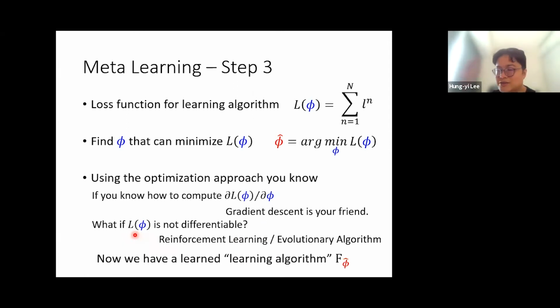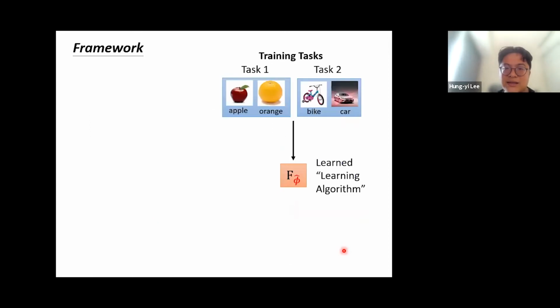Anyway, let's just assume that you have some super powerful optimization approach that can solve this optimization problem, and you have phi hat which can minimize capital L. Now, we are done. We have a learning algorithm, which is capital F phi hat. So this learning algorithm is parameterized by phi hat. Then after we have this learning algorithm, sounds a little bit tricky. We have a learning algorithm.